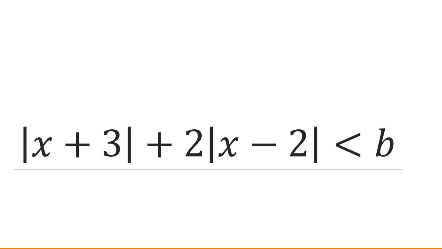In this video, we want to find b such that there are no solutions to this inequality. So first thing we have to do is consider all cases. So we're going to set x plus 3 and x minus 2 equal to 0. And the reason we're going to do this is because we want to consider all the cases. So when we set x plus 3 and x minus 2 equal to 0, we get negative 3 and 2.